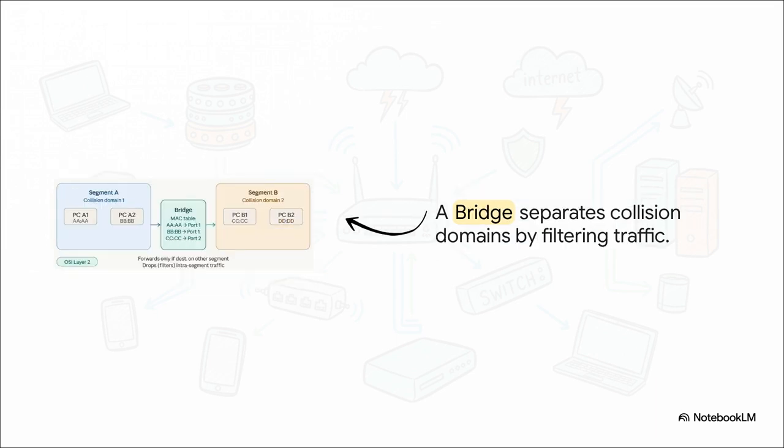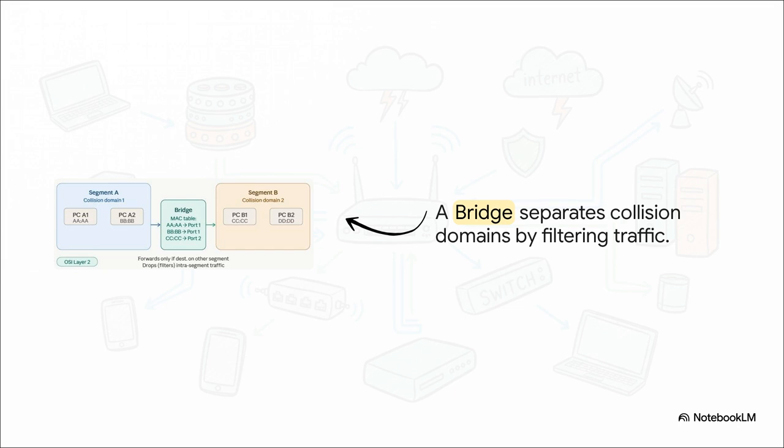Similarly, operating right there at Layer 2, we have the bridge. A bridge essentially connects two separate network segments together. Kind of like a switch, it learns the MAC addresses on both sides, but it acts as a really smart filter. If a PC on one segment wants to talk to another PC on that exact same segment, the bridge smartly drops or filters that local traffic so it doesn't clog up the other side.